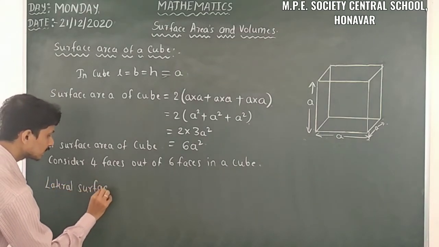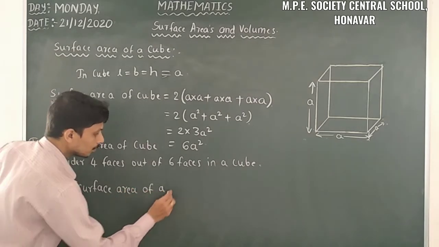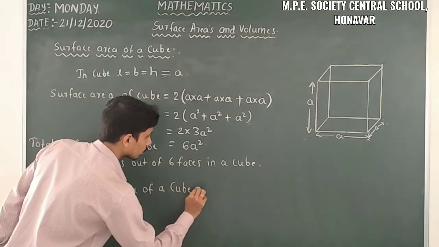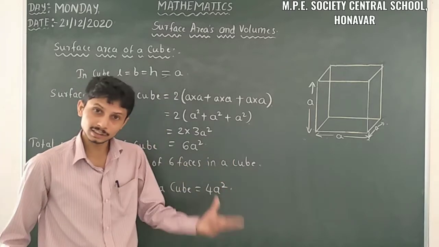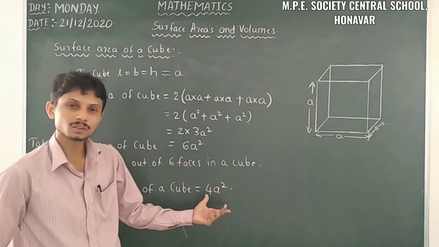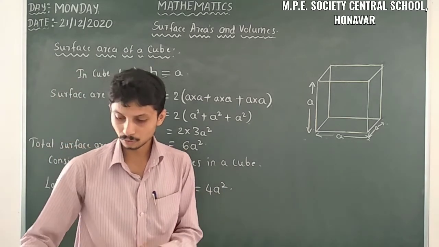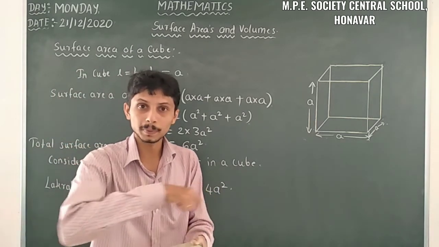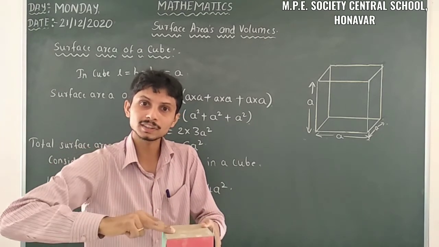Lateral surface area of a cube is equal to 4A square. When we are considering 3 faces, we can take it as 3A square. For 5 faces, sometimes in questions you have to paint the 4 walls and then the ceiling along with the walls.